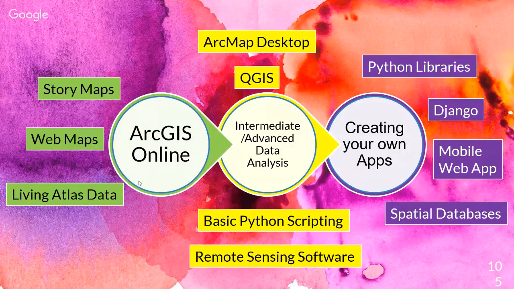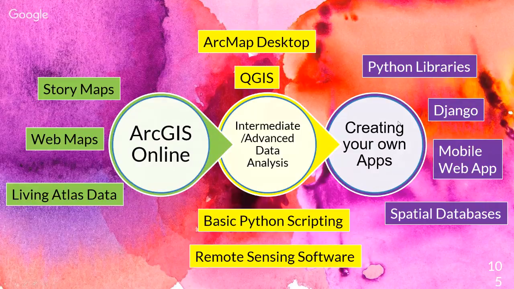And then in the middle here is our more intermediate and advanced data analysis. This is when we actually download software onto a machine, either ArcMap Desktop or QGIS. And we have this basic Python scripting. I showed you what toolboxes may look like, but you can dive even deeper and create your own toolbox. And then we have remote sensing software. This is also where we might use GDAL or GeoPandas.